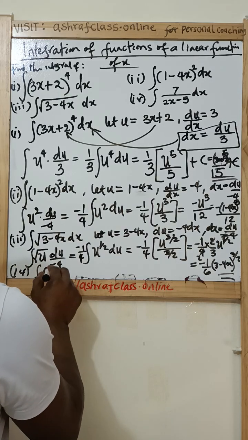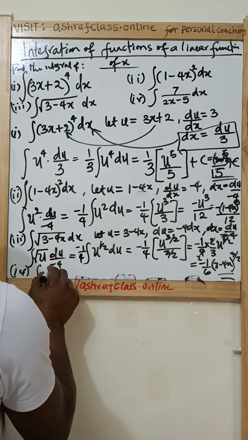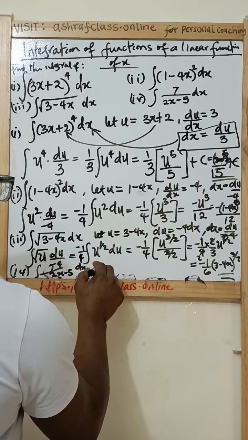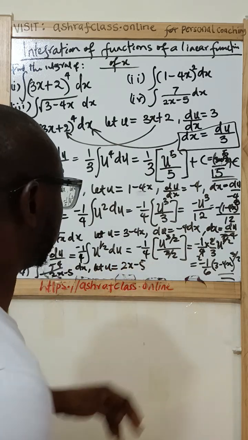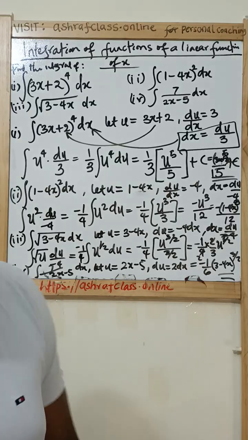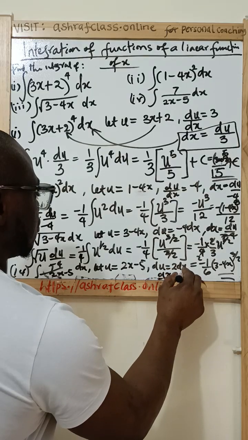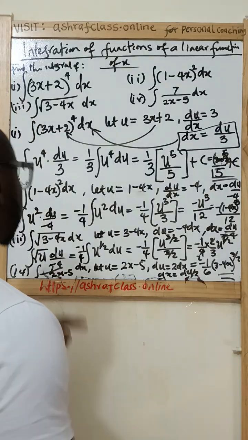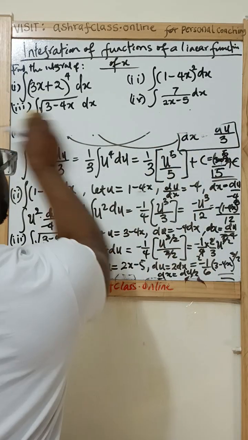And this last one, number 4, was the integral of 7 all over 2x minus 5 dx. So you say let u equal 2x minus 5, so that du will become 2 dx. So that is, x becomes u all over 2. We now introduce that here. So what's going to be the final answer?